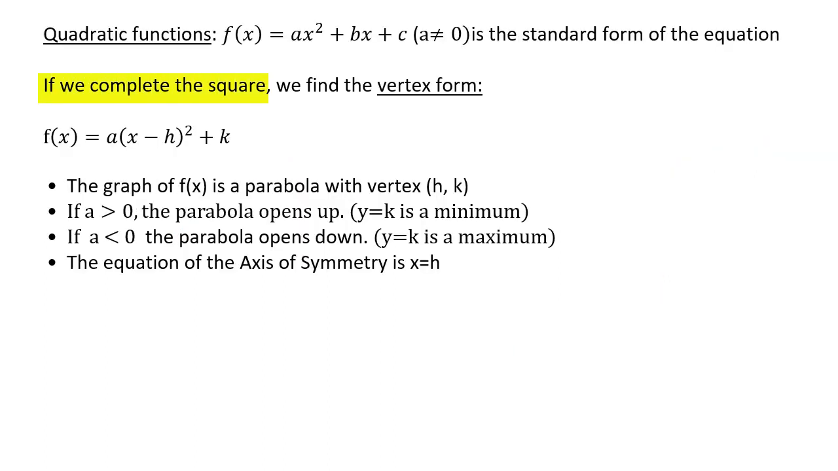If we complete the square on our standard form of the equation, f of x equals ax squared plus bx plus c, because a can't be 0, we will get the vertex form of the parabola. And that is f of x equals a times the quantity x minus h squared plus k. Sometimes we want to use this form because it's easy to read off the vertex, which is the point h, k. If a is positive, the parabola opens up, so y equals k is a min. If a is negative, the parabola opens down, y equals k is a max. And of course, the equation of the axis of symmetry is x equals h.